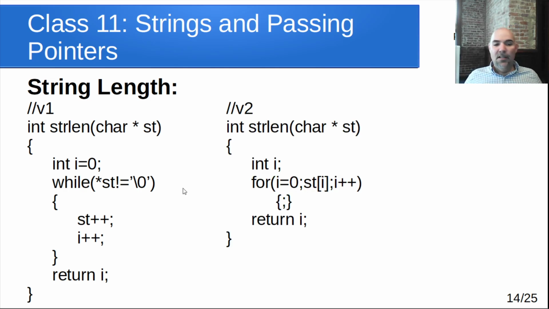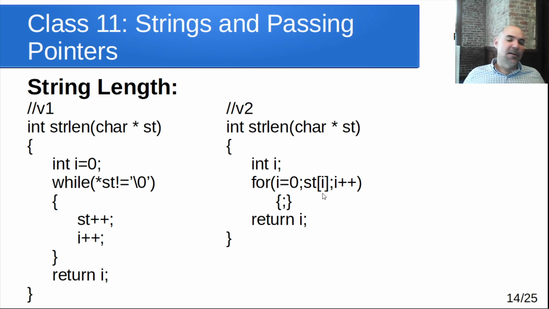Now, moving on, let's look at version 2. Version 2 is a little shorter. We still have our integer i, but I used a for loop here, and I say for i equals 0, and then I say st sub i. Now notice I don't have something that says while that's not equal to 0. I basically just have st subscript i.